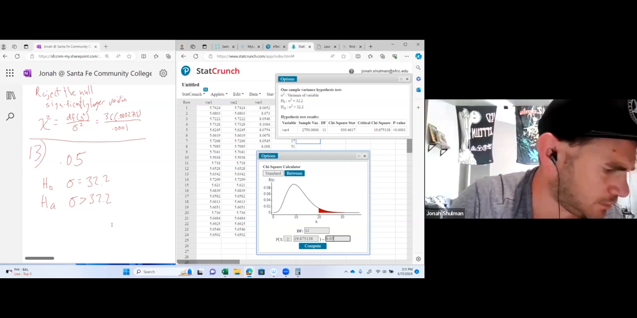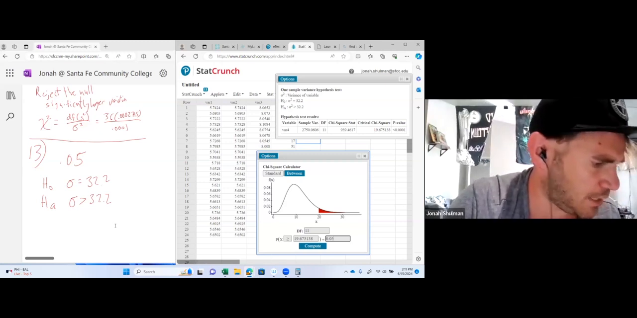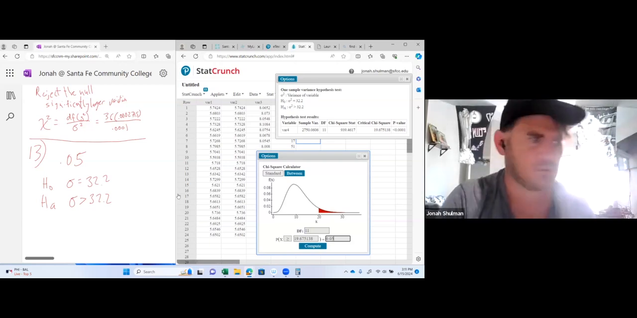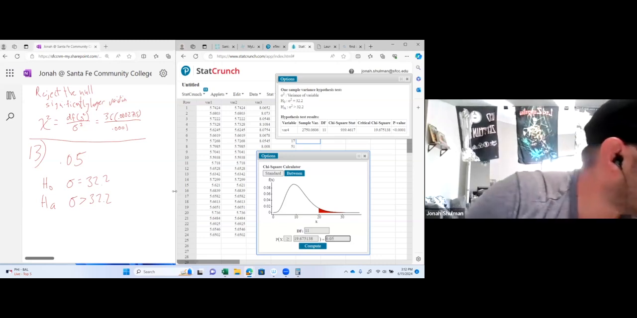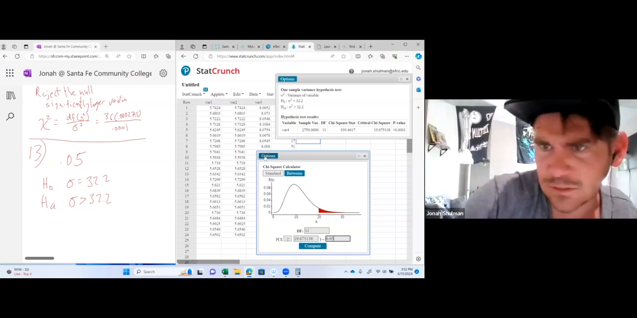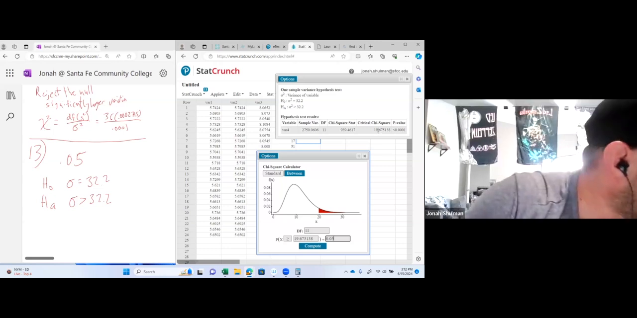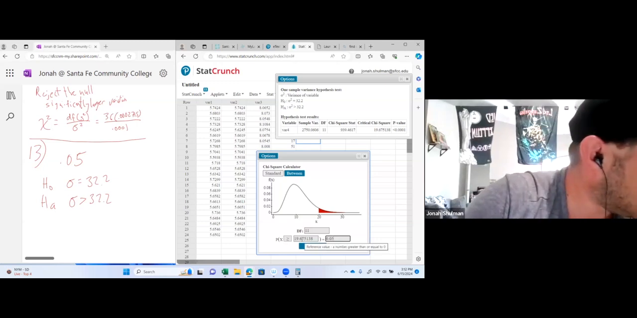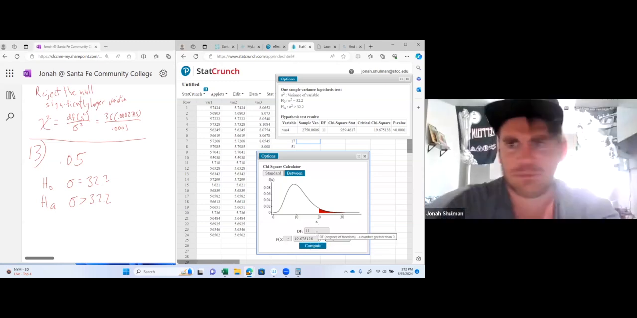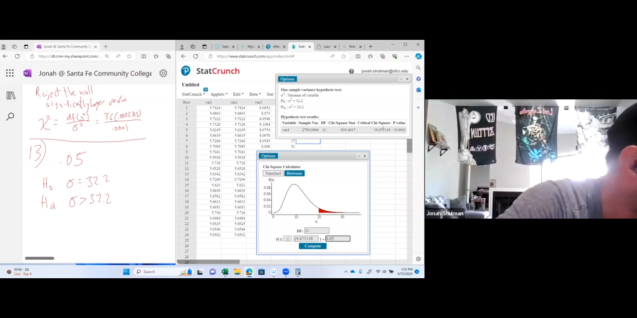For number 13, standard deviation. They got 0.062. Am I looking at the wrong thing? I was looking at the wrong thing. All right, 32.2, correct, bigger than 32.2. Test statistic is 29. All right, they got 19.675. All right, we got this right. The test statistic is still seeming off. They got 19.675. We got 19.675.